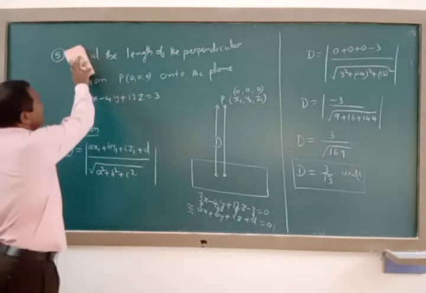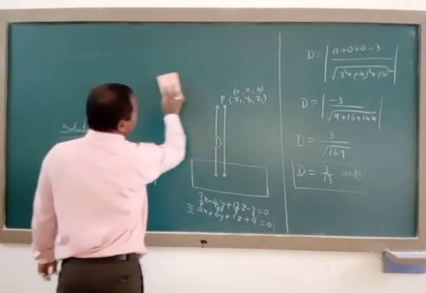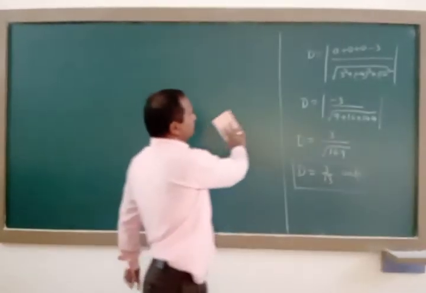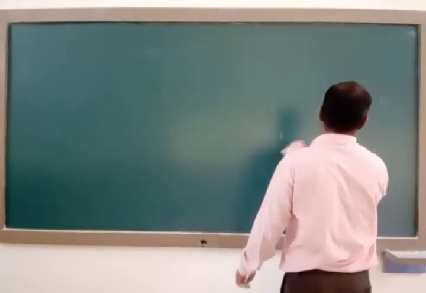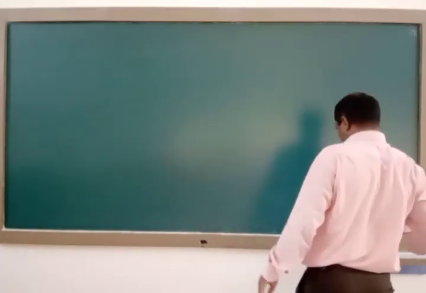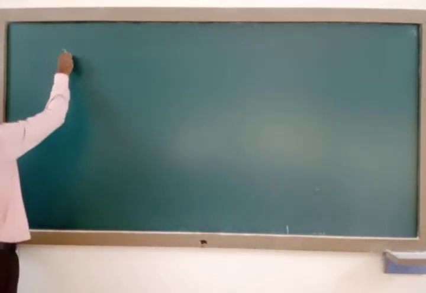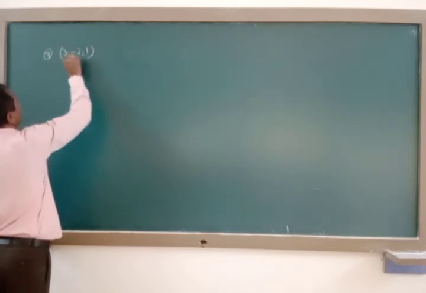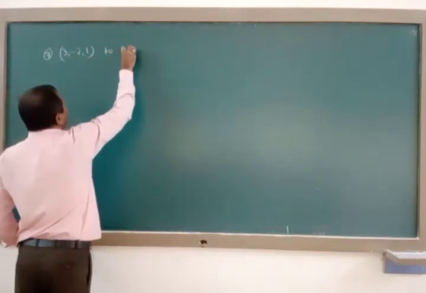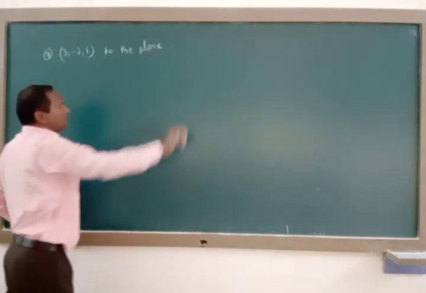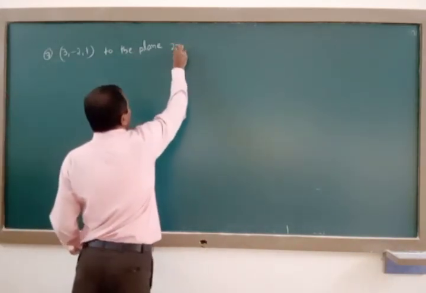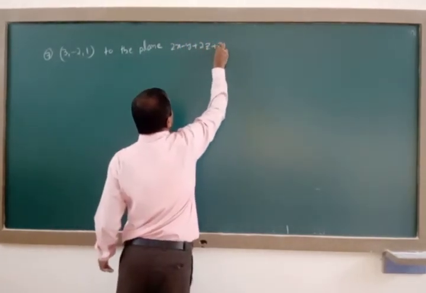Find the distance of the point 3 comma minus 2 comma 1 to the plane 2x minus y plus 2z plus 3 is equal to 0.